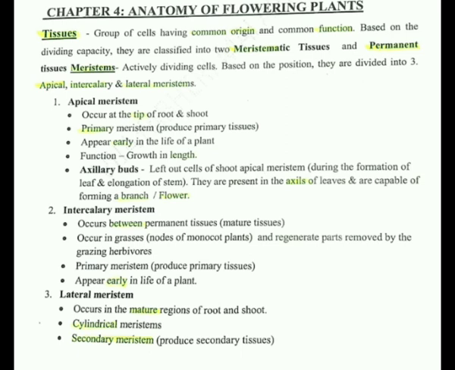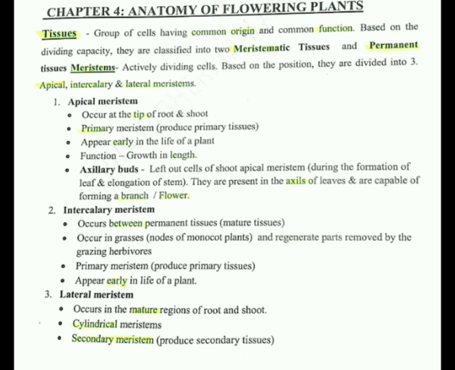For the intercalary meristem we should keep in mind main words. First word is between. Intercalary meristem occurs between two permanent tissues. Second word is grass. It occurs in grass and monocot plants. Whenever the plant is eaten by herbivorous animals, the plant regenerates its parts by the division of intercalary meristem. Third point is it is a primary meristem. Fourth point, early. It occurs early in the life of a plant.